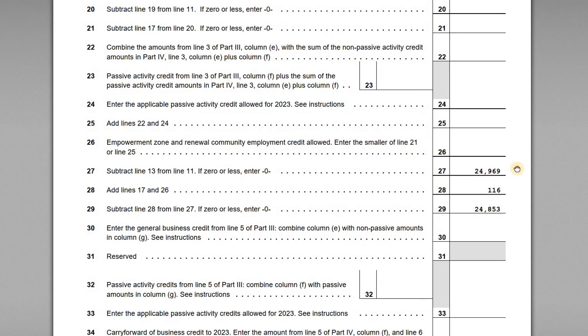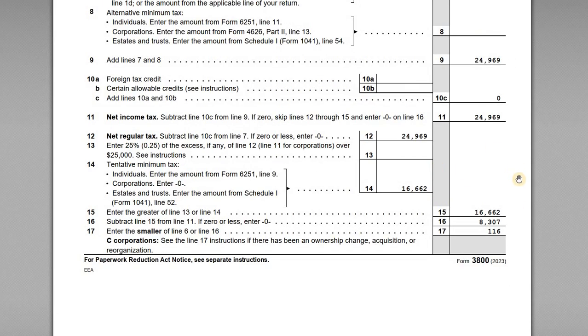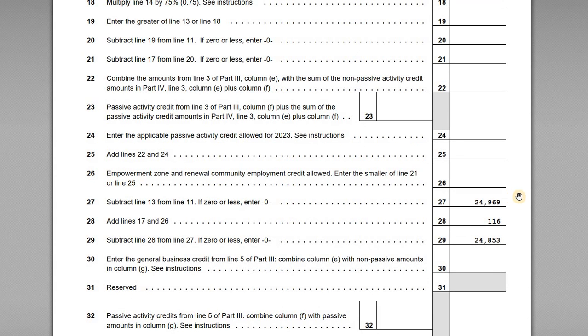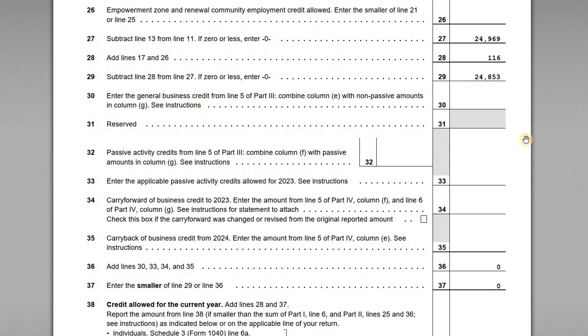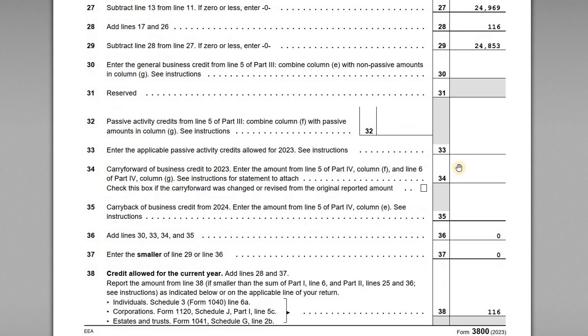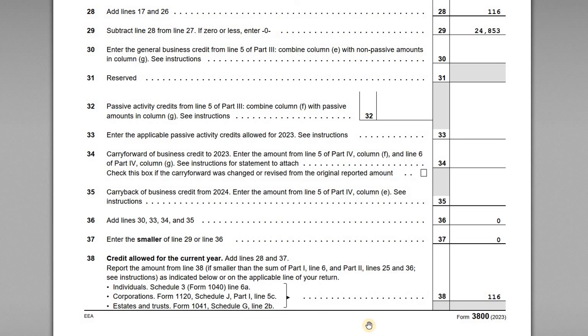So on line 27, subtract line 13 from line 11 above, right, which we've done. So line 13 is 0 from line 11, and we're left with 24,969. Add line 17 and 26, we're left with the $116 figure. Subtract that from there, we get $24,853. And the same issue as above, right? So general business credit, line 5, Part 3, doesn't apply to us. So that's why all of these are zeros. We don't have any carryforwards. So ultimately, the amount of credit allowed for the current year, we're going to add line 28, which is the $116 figure. We're going to add 37, which is 0. And we're left with $116.